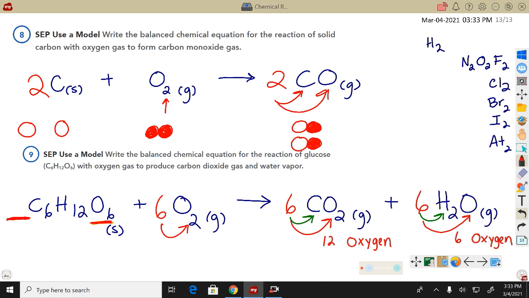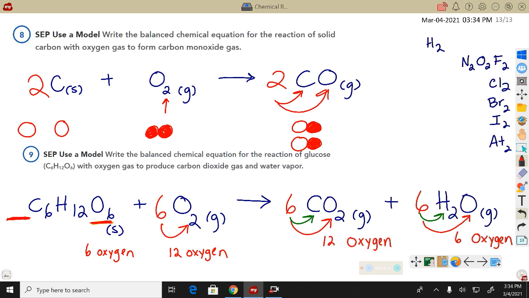So there's 6 carbon on each side. There's 12 hydrogen on each side. And there really is a total of 18 oxygen. Here's 6, and then here's another 12. We just want the total number of atoms to add up on both sides. There's 18 total oxygen on both sides in a very, very different arrangement. But again, that's the beauty of a chemical reaction, that we've taken all the same atoms but totally rearranged them to form products that have new properties.